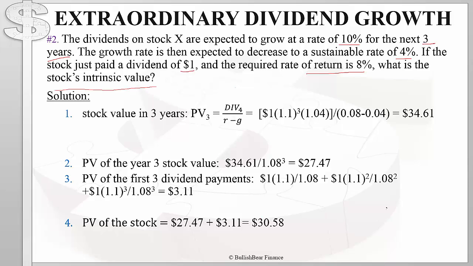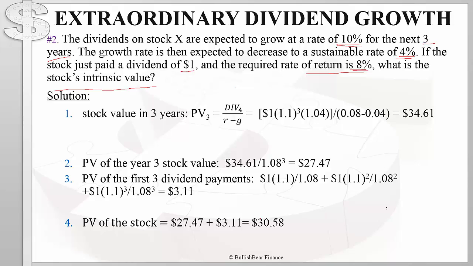Now this is a special case because the dividend growth rate of 10% for the next 3 years is higher than the required rate of 8%. After 3 years, the dividend growth rate will decrease to a sustainable rate of 4%.